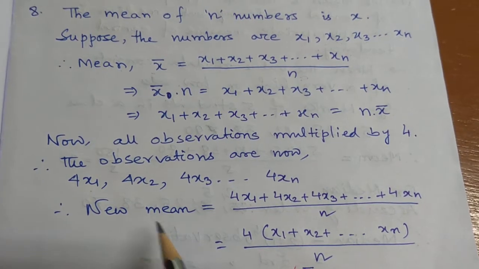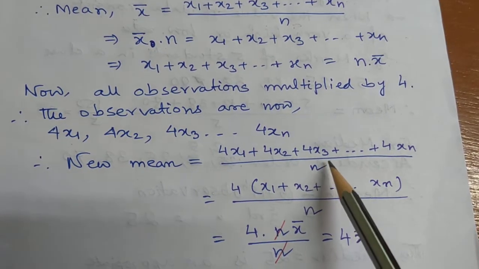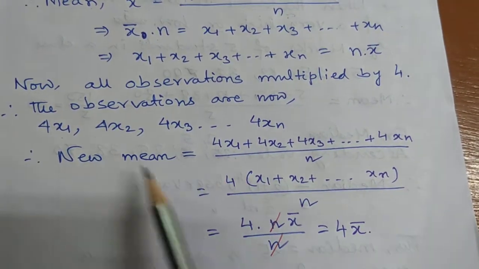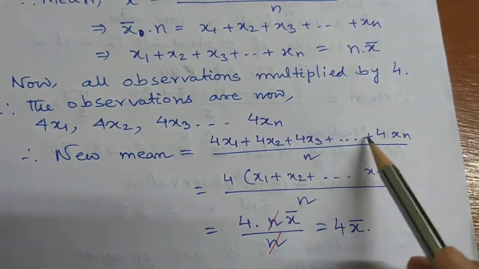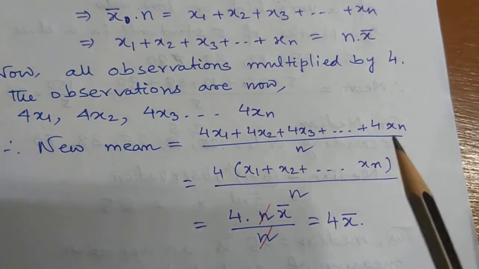So what is the new mean? The new mean will be the sum of all observations divided by the total number of observations. How do we find the sum of all observations? We have to add all of these: 4x1 plus 4x2 plus 4x3 plus up to 4xn. The dots mean continuation up to 4xn.